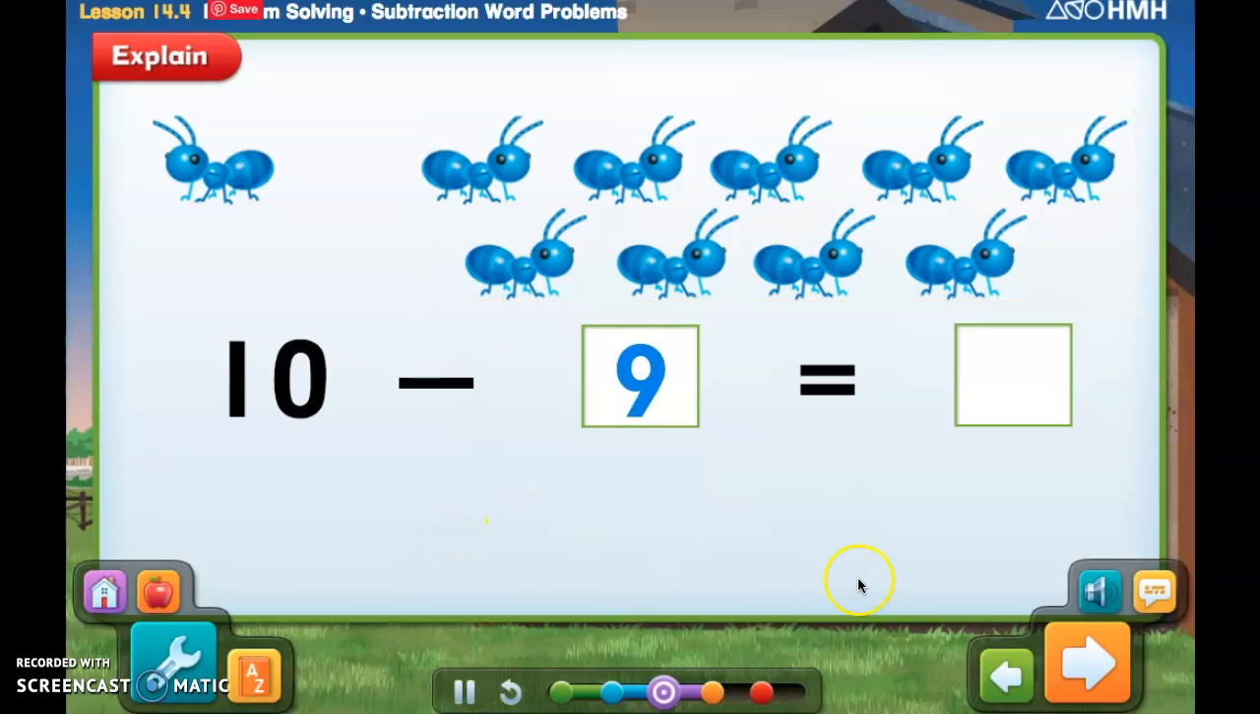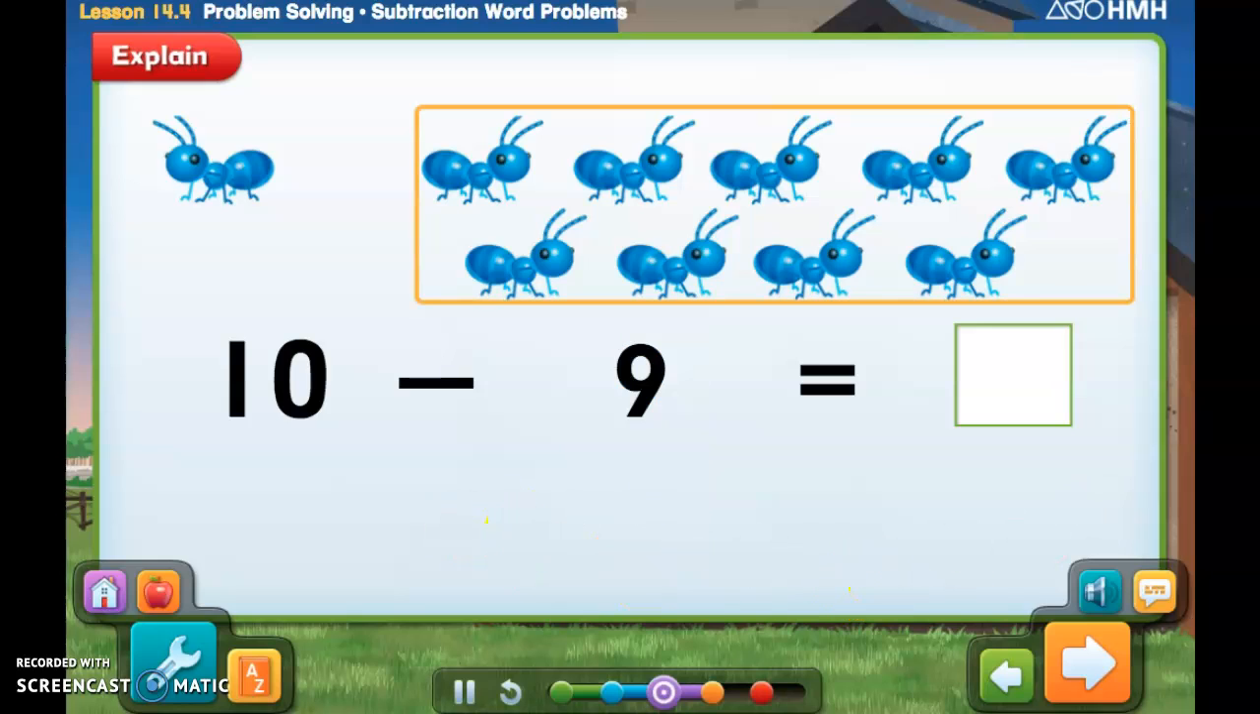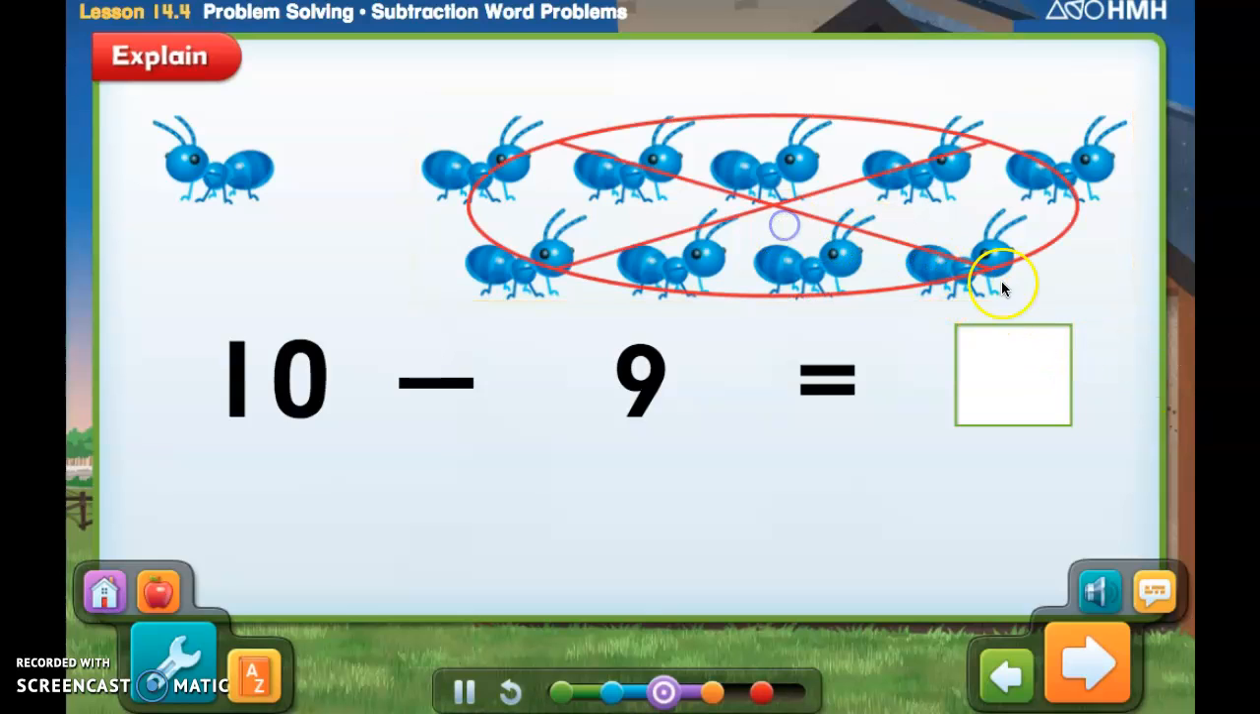Good job! 9 ants walk away. Click to cross out the ants that walk away. To find the number of ants that are left, you need to subtract. How many ants are left? That's right. There's 1 ant left. 10 minus 9 is equal to 1.